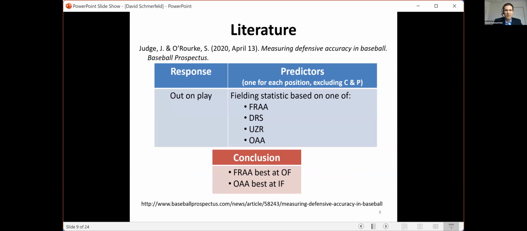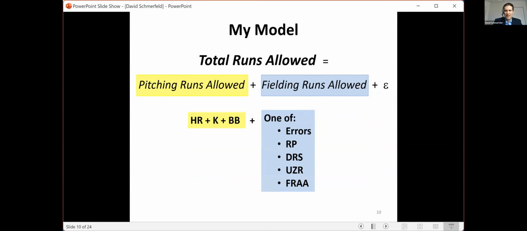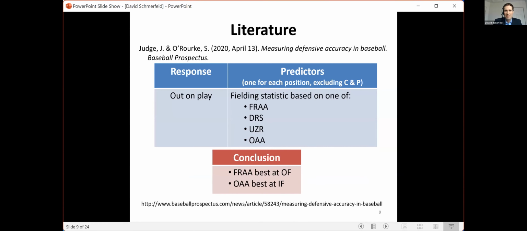Well, in 2020, Baseball Prospectus did a study called Measuring Defensive Accuracy in Baseball by Jonathan Judge and Sean O'Rourke. This study compared different models to see which fielding statistic was best at predicting outs. That means the response for the models was whether an out was made on a play or not. The conclusions that Judge and O'Rourke made are in red at the bottom of the slide. They found that FRAA was best for predicting outfield outs, while outs above average was best for predicting infield outs.